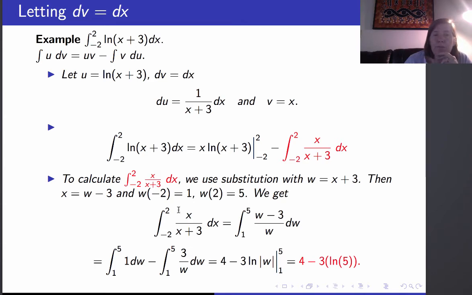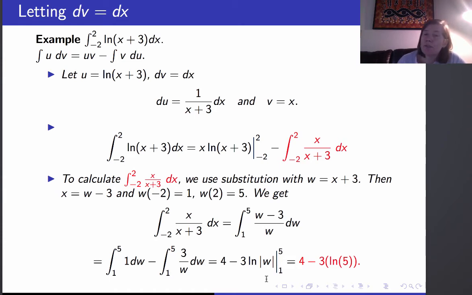So we get the integral from minus 2 to 2 of x over x plus 3 dx, when we convert everything, is the integral from 1 to 5 of w minus 3 over w dw. Now, breaking this up, this is the integral from 1 to 5 of 1 dw, which is pretty easy, minus the integral from 1 to 5 of 3 over w dw. And of course, this first integral is just w evaluated at 5 minus w evaluated at 1, which is 5 minus 1, which is 4, minus 3 times the integral of 1 over w dw, which is the natural log of the absolute value of w. And of course, we evaluate that at the endpoints.